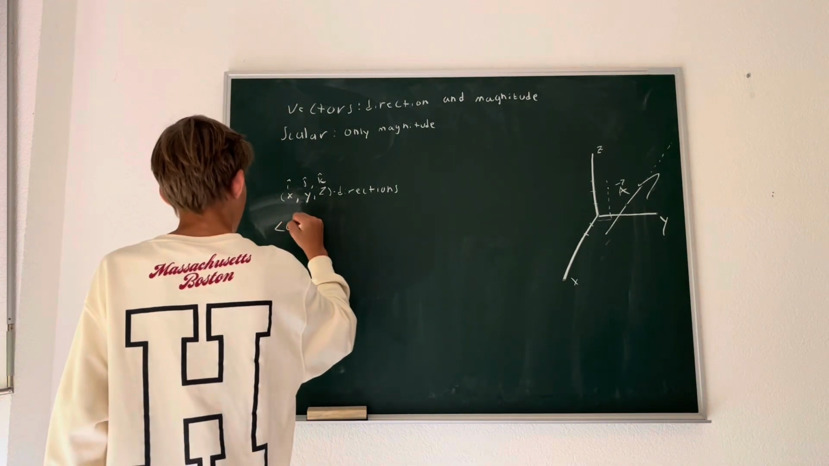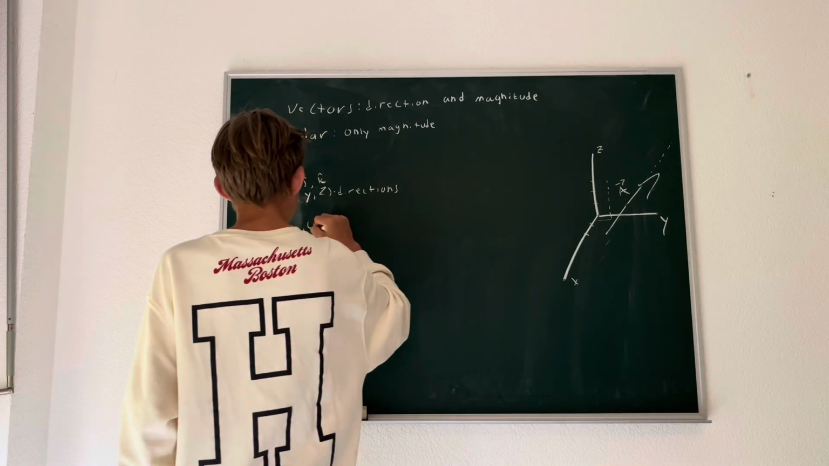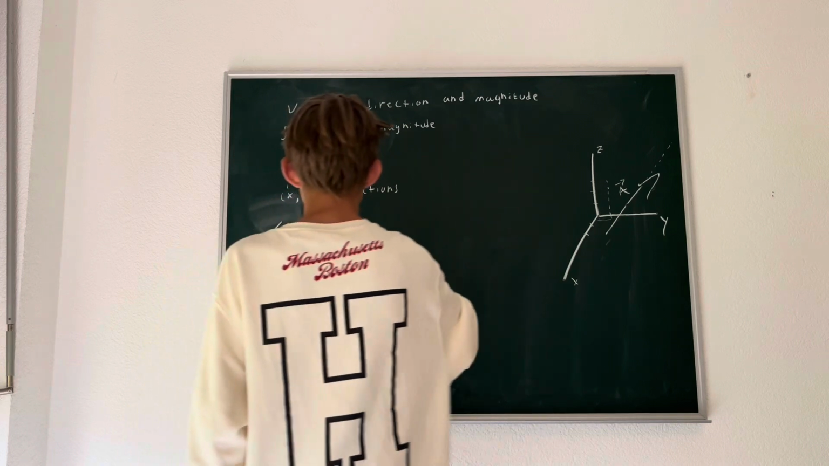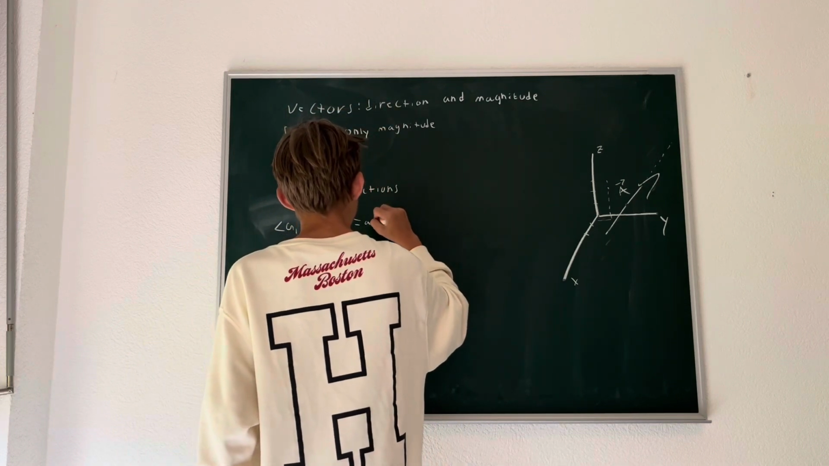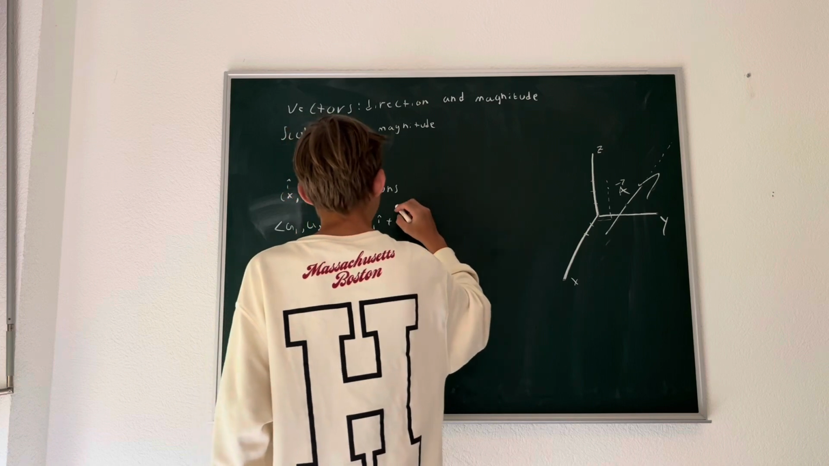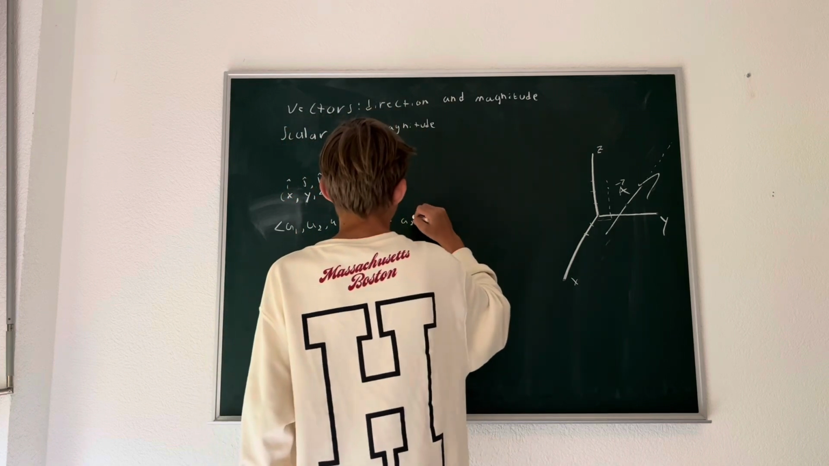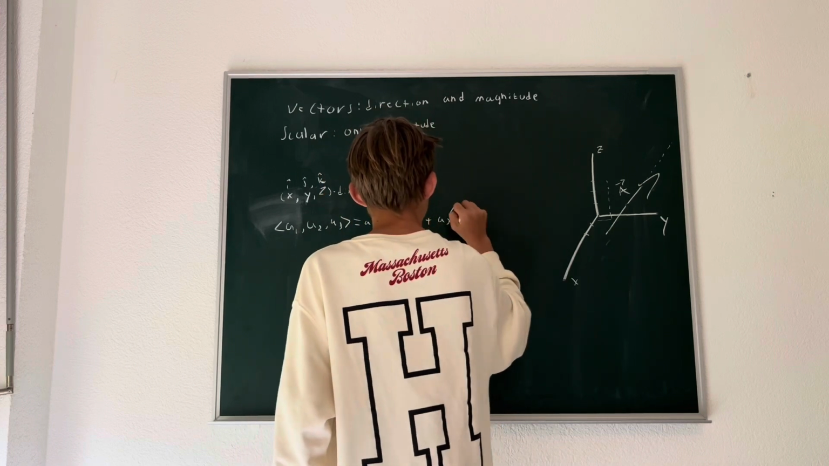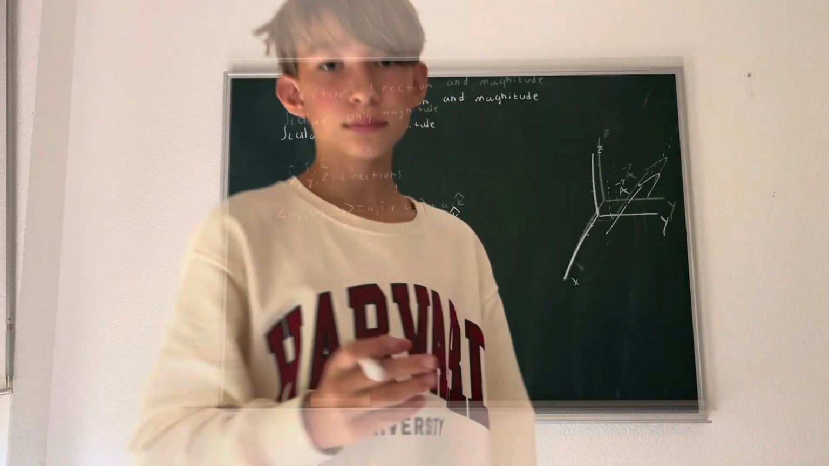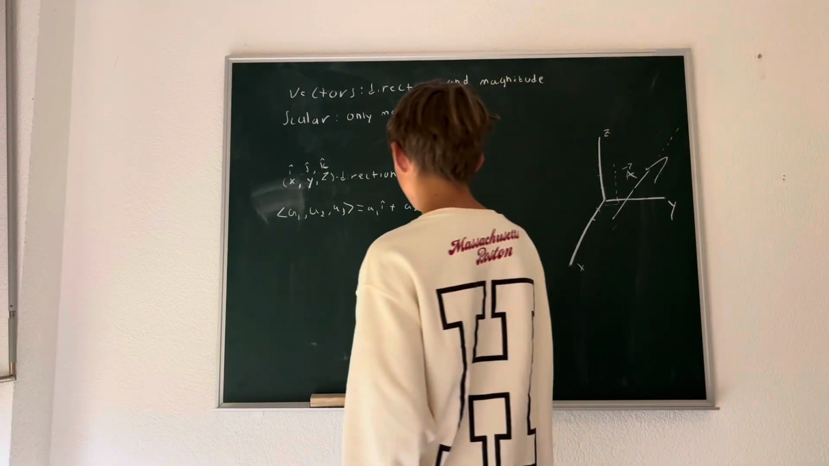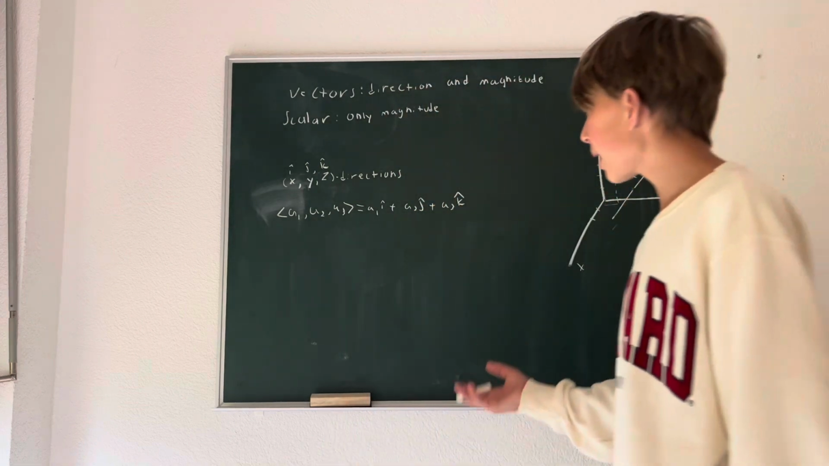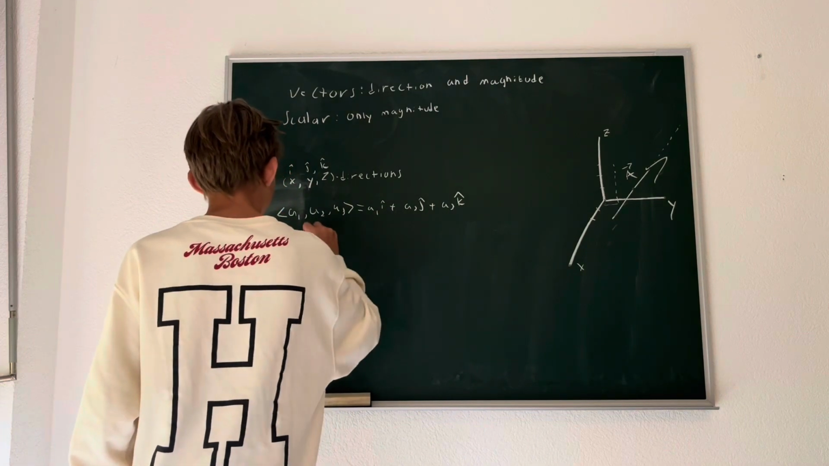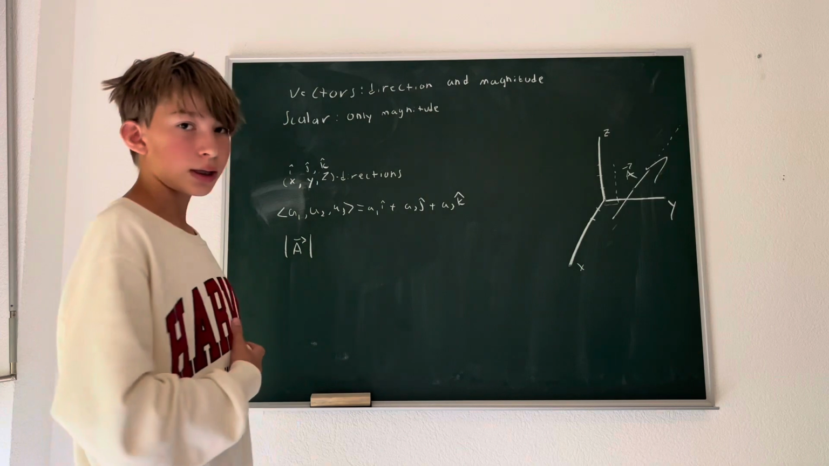So a1, a2, a3 just equals a1 in the x direction plus a2 in the y direction plus a3 in the z direction. If we want to have the magnitude of vector A, then we can just put this. It's the same notation as absolute values, basically.